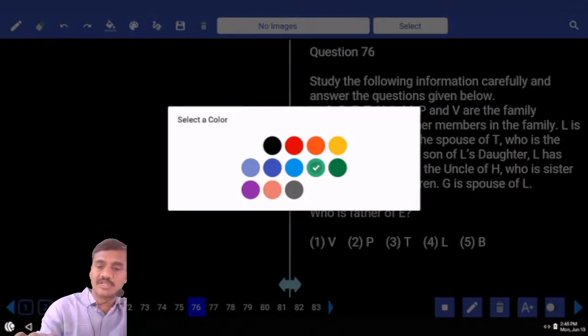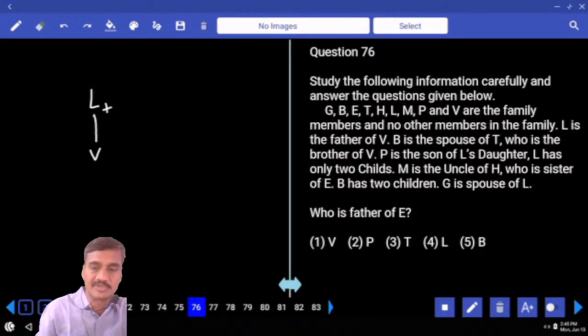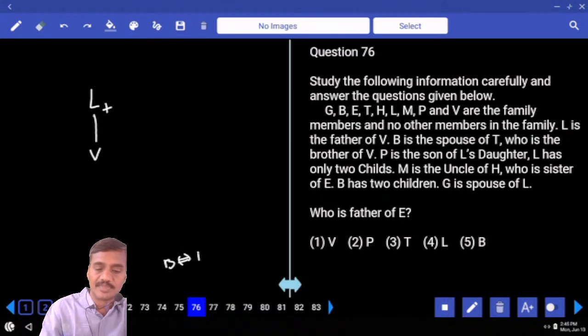How to represent this one? L is the father of V. L is here. Now this L is the father of V, can be represented like this. And B is the spouse of T, means B and T are married to each other. And T, who is the brother of V. Now this T is the brother of V.